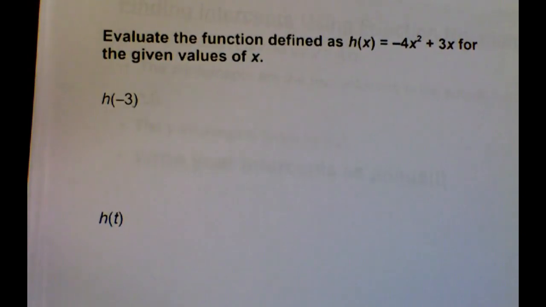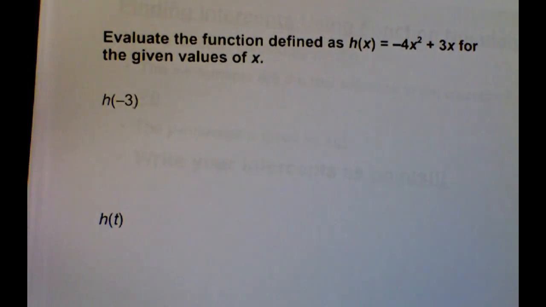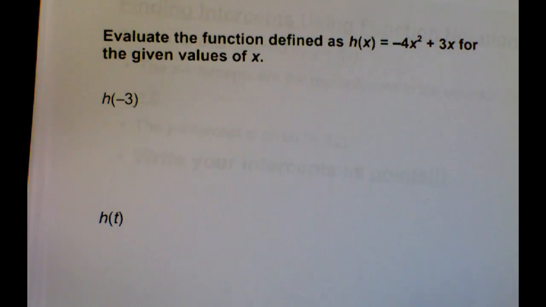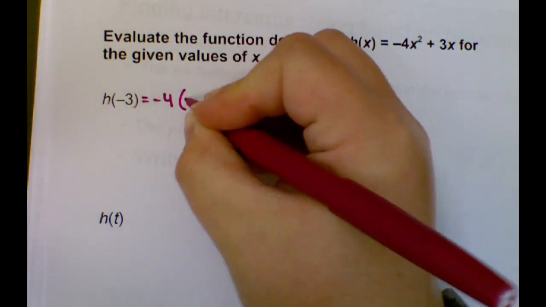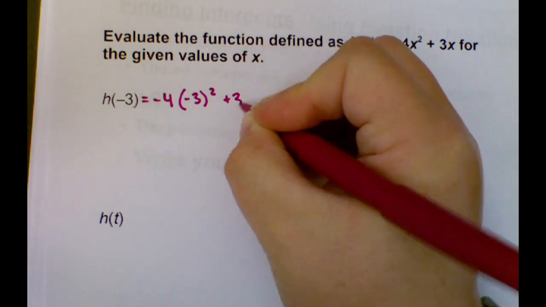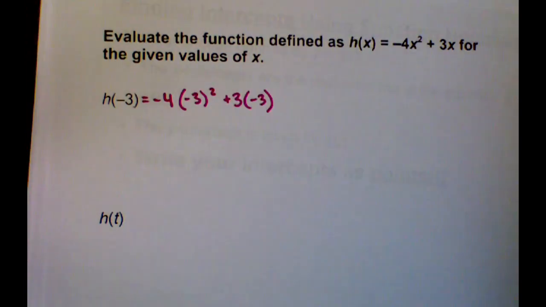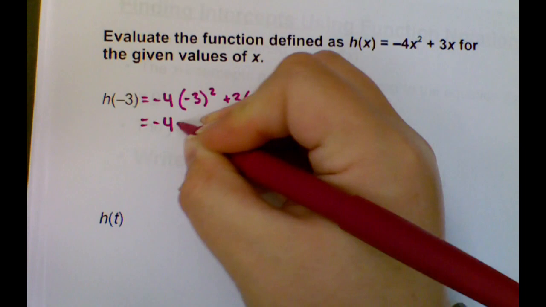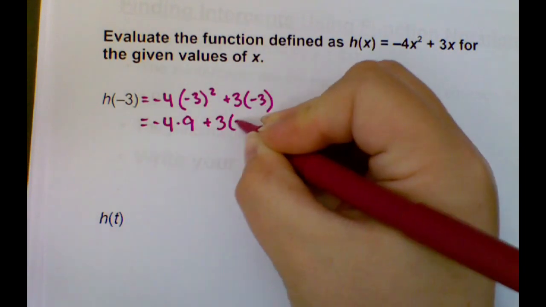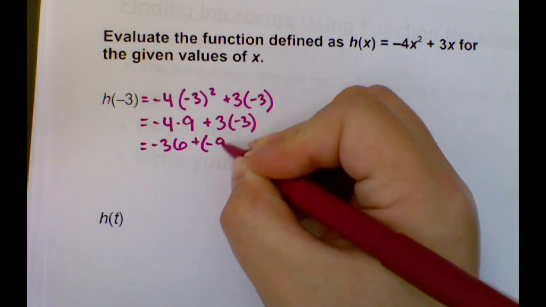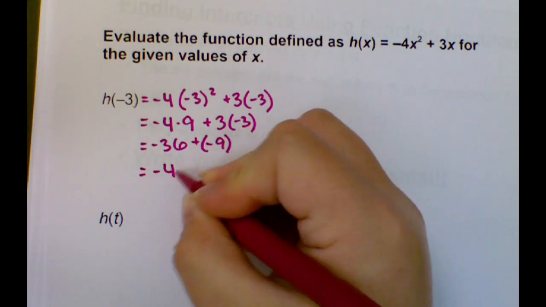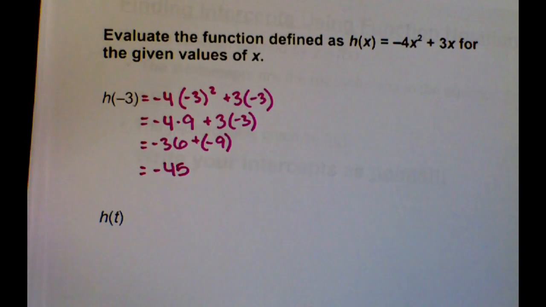So now we're going to use function notation. We're going to evaluate the function h of x equals negative 4x squared plus 3x for our given values of x. So to find h of negative 3, I'm just going to plug negative 3 into h of x for all of the x's. So I have negative 4 times negative 3 squared plus 3 times negative 3. Order of operations, right? We start with our square, so that becomes a 9. Then we do our multiplication, so I get negative 36 plus negative 9, which makes negative 45. h of negative 3 is negative 45.